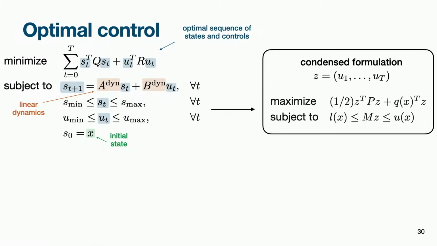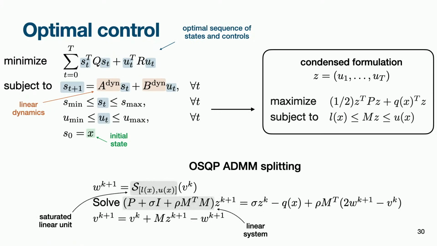So you get a quadratic program where the parameters enter in the linear part of the objective and the lower and upper bounds and the constraints. I could solve it with an ADMM splitting, the same as the OSQP solver. And the iterations in a simplified form work like this, where I have a projection between L and U, which is a saturated linear unit, which again we can represent. We need to solve a linear system here, where this matrix is positive definite.